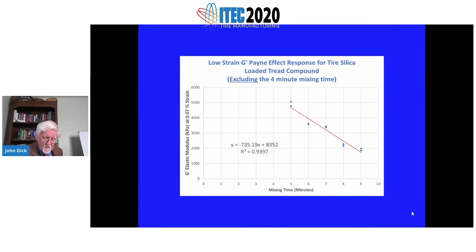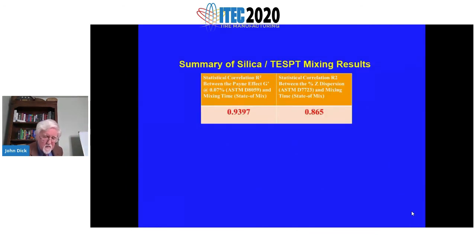Now, if you go to the next slide, you see that the correlation gets much better and you're at 94% explained when you remove that 4-minute mixing time and just start with 5 minutes. This indicates that if you're using this pain effect method for measuring dispersion, you might want to hold off on measuring it while it's still in its incorporation phase and wait till you get into the dispersion phase before you start taking your measurements.